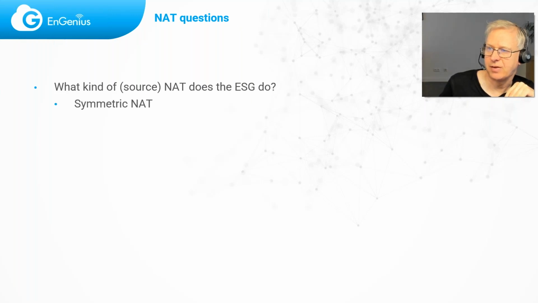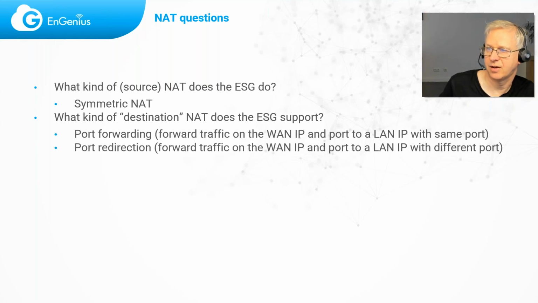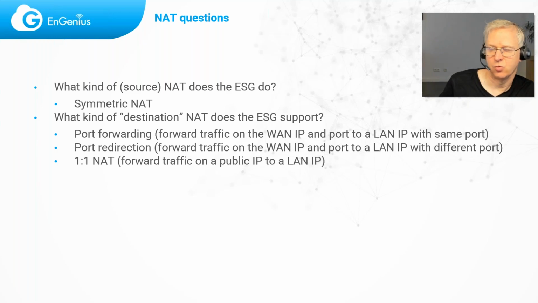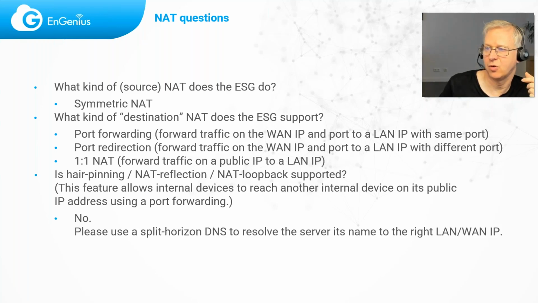I found out that it does symmetric NAT, so the destination NAT that the ESG supports is port redirection, port forwarding, and the one-to-one NAT as I showed. At the moment, hairpinning, NAT reflection, NAT loopback, whatever you call it, that what you need to be able to reach your internal devices on their public IP address if you use port forwarding, port redirection, is not supported at this moment. If you want to do stuff like that, please use a split horizon DNS to resolve the server to its right name.